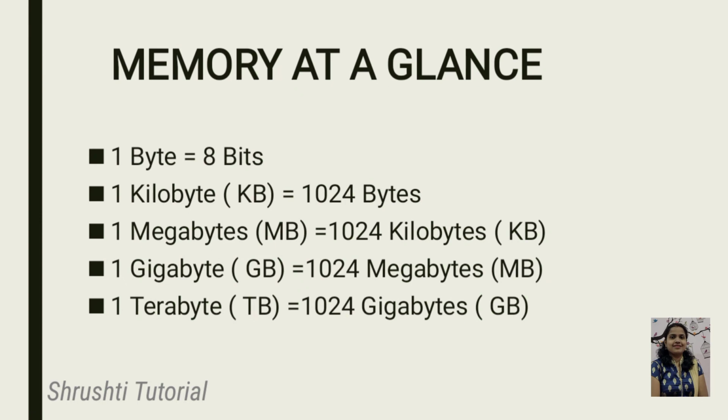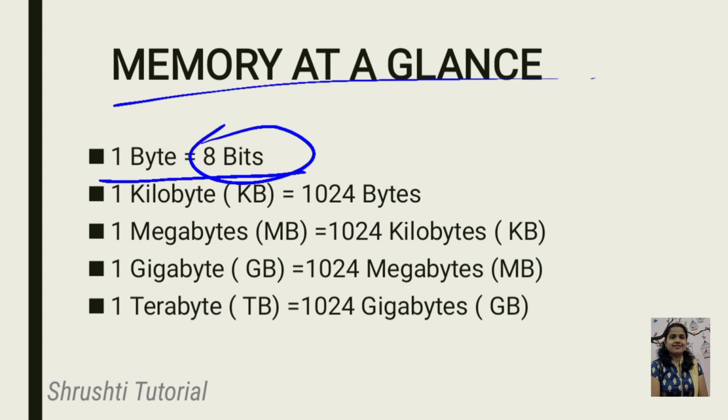Memory at a glance. The smallest storage unit is known as a bit. One byte is equal to 8 bits. After byte comes the kilobyte, KB. 1 kilobyte is equal to 1024 bytes. Then after kilobyte, 1 megabyte, MB. 1 megabyte is equal to 1024 kilobytes.